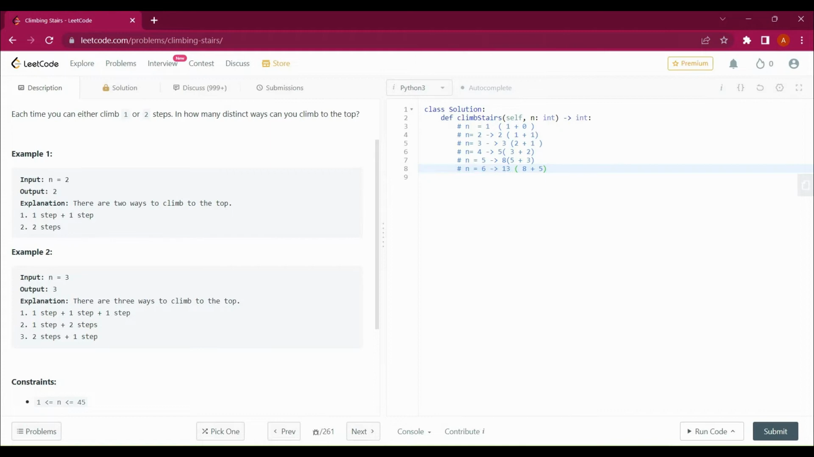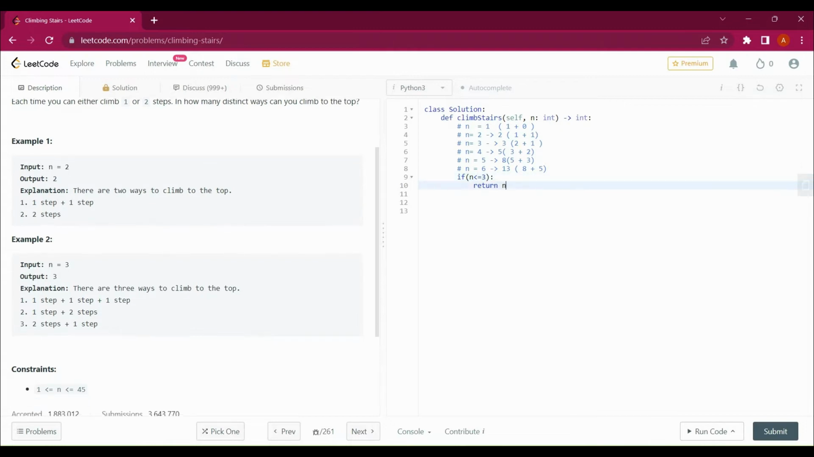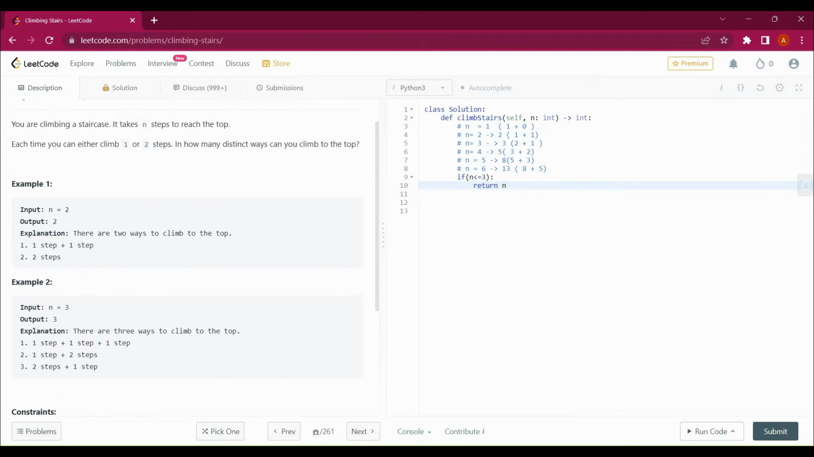So now start writing the code, starting by saying that if n is less than or equal to 3, then return n. Why have we taken n less than or equal to 3? Because if you see here, when n is less than or equal to 3, the number of steps is equal to n. When n is equal to 2, the ways are 2, and n is also 2. Here 3, so it is also 3. So we have taken n itself.